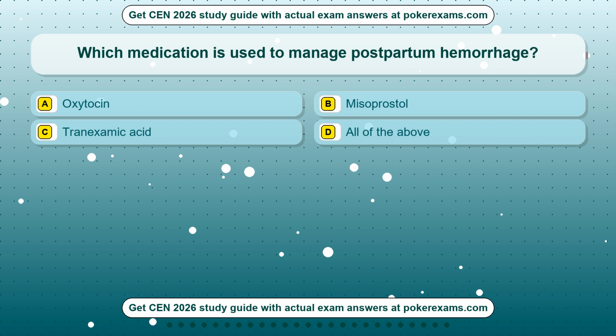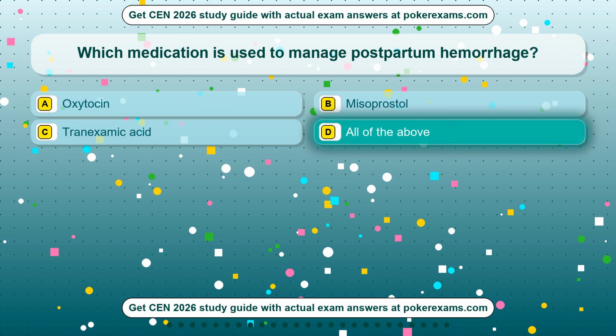Question 12. Which medication is used to manage postpartum hemorrhage? Option A, oxytocin. Option B, misoprostol. Option C, tranexamic acid. Option D, all of the above. The correct answer is option D.